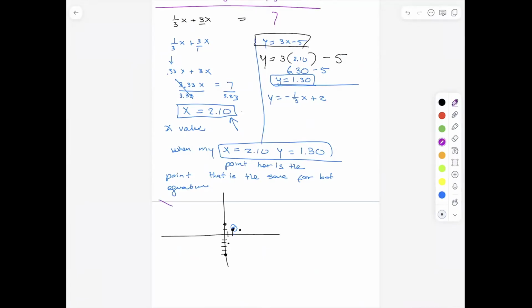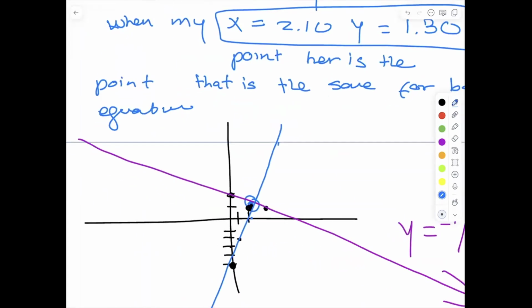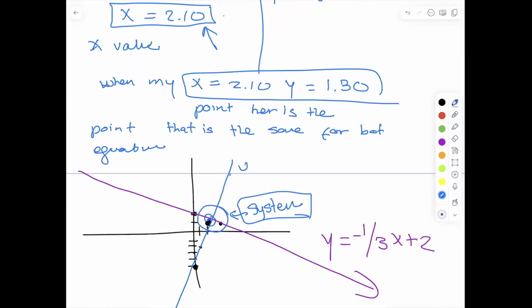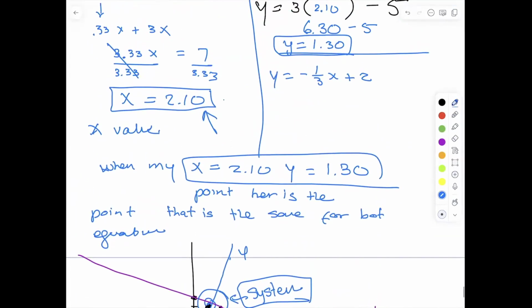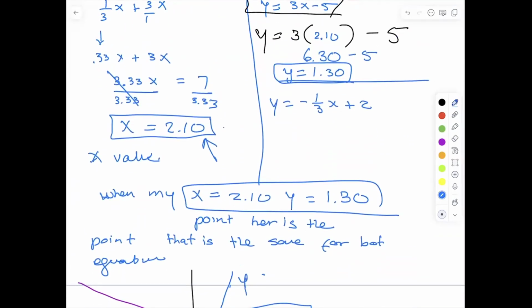So I have one line going this way. This line is y is equal to -1/3 x plus 2. And then I have another line that goes like this. This point here is an intersection. This is what's creating my system. And this line here is y is equal to 3x minus 5.